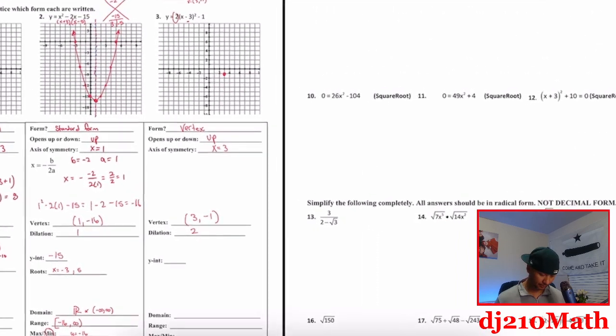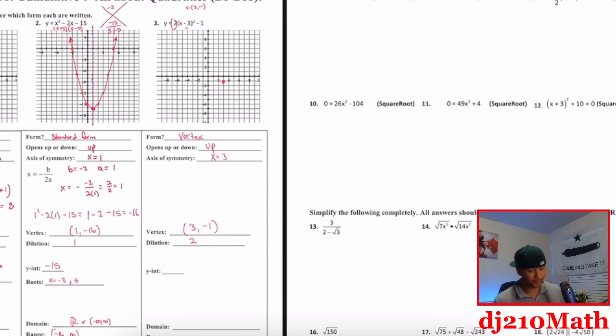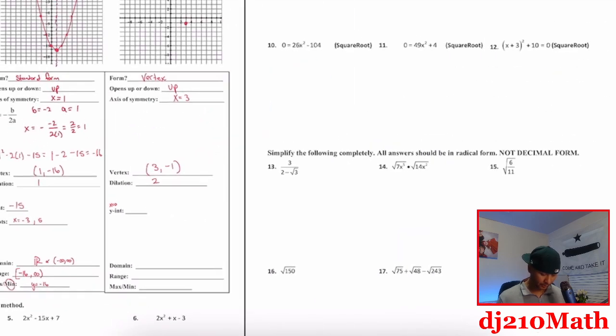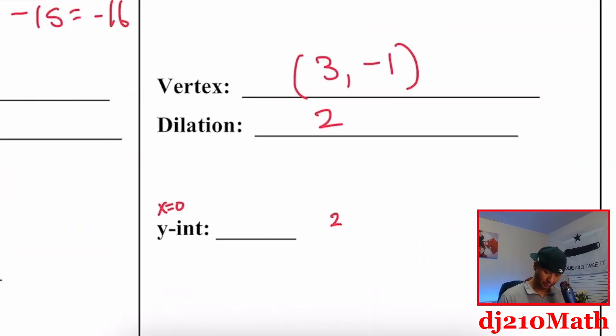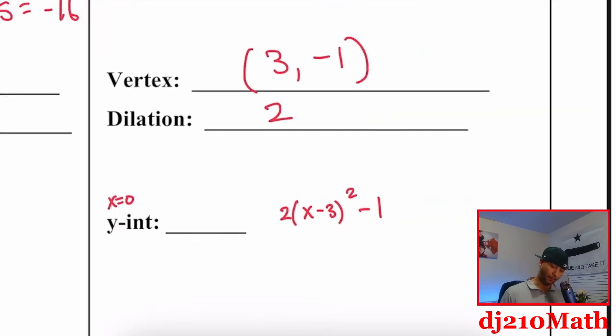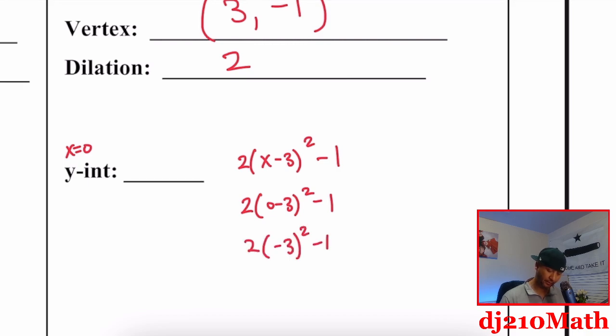The y-intercept. Okay, so there's two ways to figure this one out. We could either expand it out, or we could just let x equal 0. Remember, y-intercept is when x is equal to 0. So we got 2(x - 3) squared minus 1. Again, two ways: we could expand out (x - 3), square it, distribute the 2, subtract the 1, or we could just plug in x equals 0 right now. 2 times (0 - 3), -3 squared.